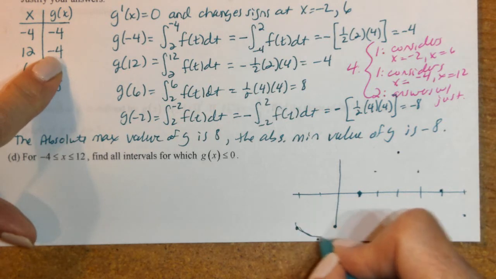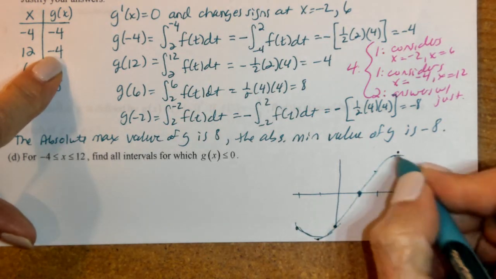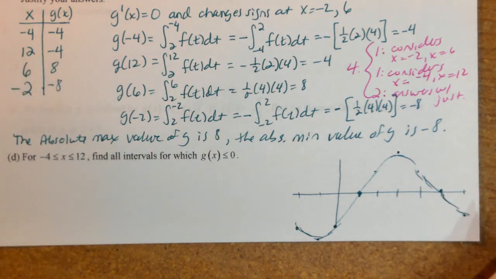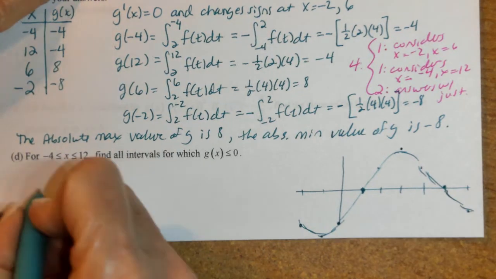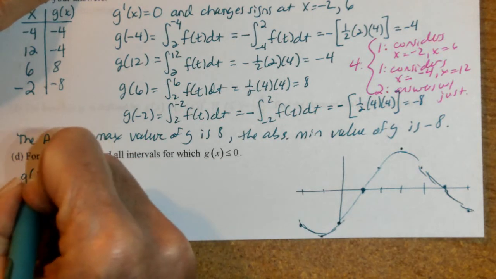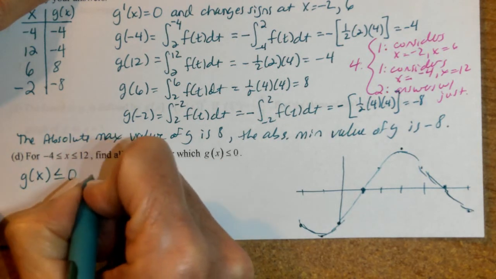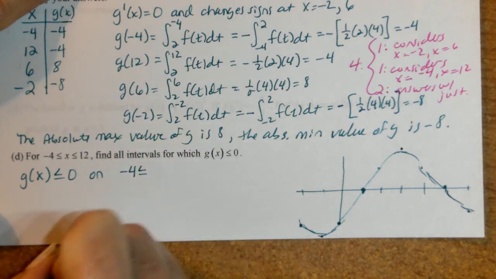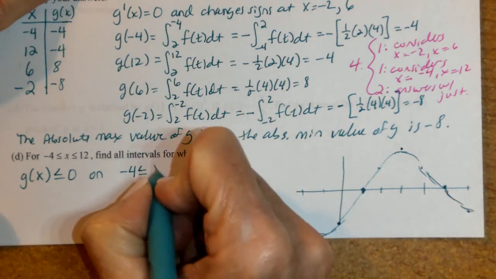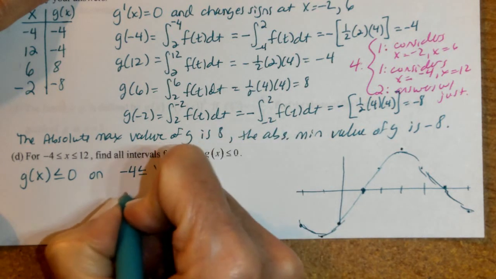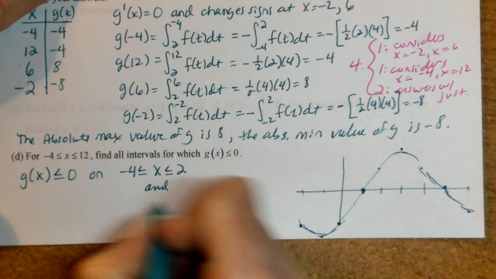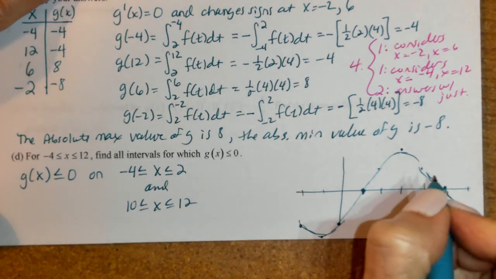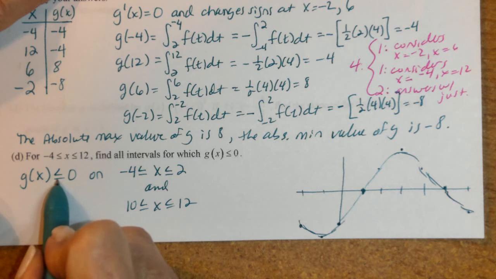So it makes sense to me that g is going to be looking something like this. Okay? So g of x is less than or equal to 0 on negative 4 to 2 and 10 to 12. I'm including the boundaries because it said equal to 0 here too.